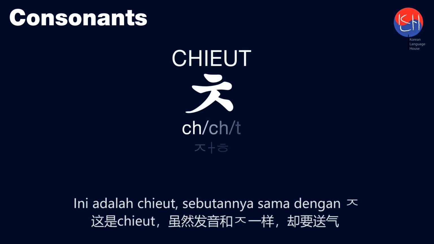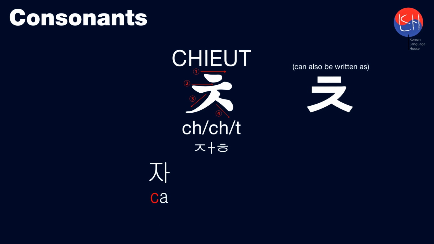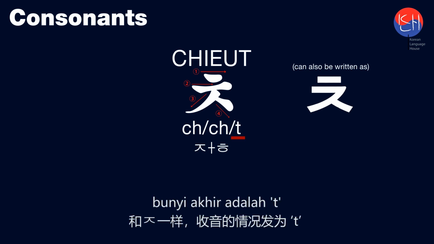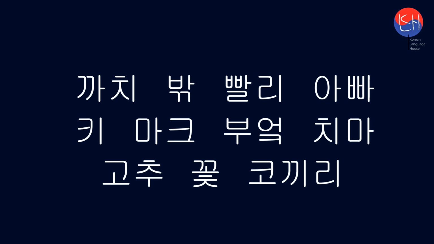This one is called tiet. It's the aspirated version of tiet. Ta, za, cha. Like tiet, it takes on the t sound when it's an ending consonant. Let's practice a little bit before we move on to the vowels.